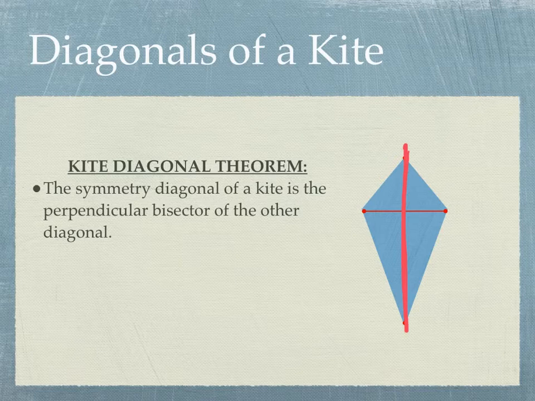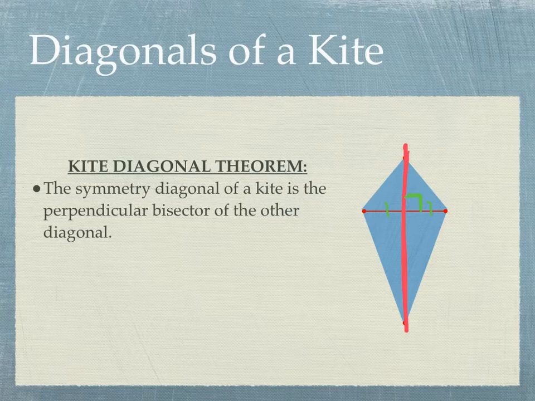Go a different color. So we know that it makes a right angle here, and we know that these two pieces are congruent. And that might be a little hard to see. Actually, it looks better up there. So when you have that symmetry diagonal, that cuts the other diagonal in half.